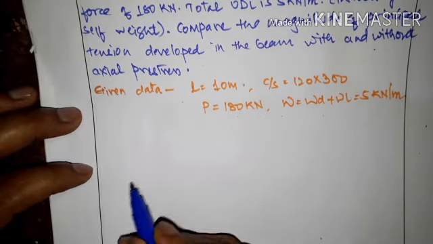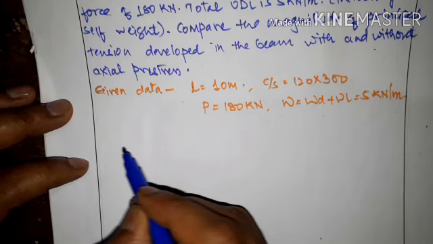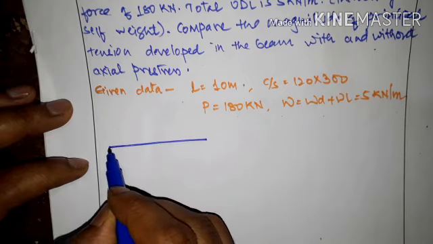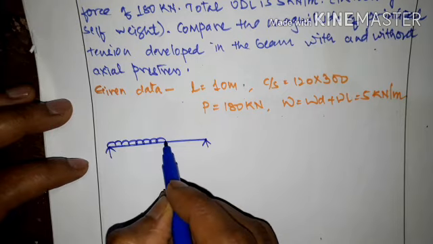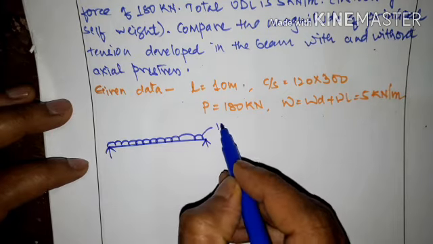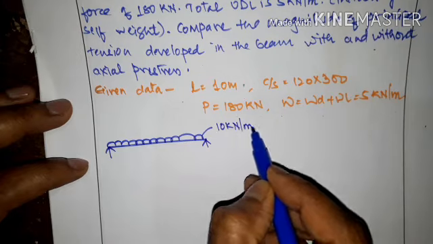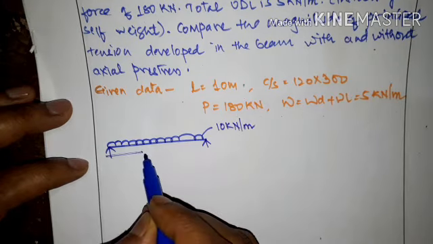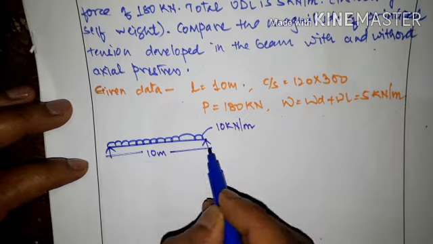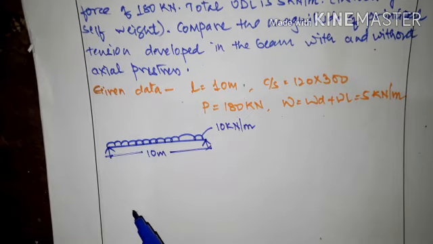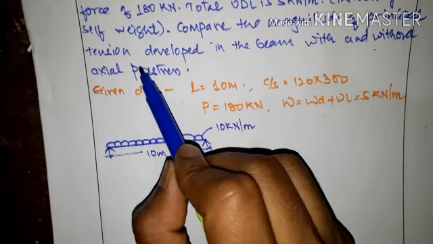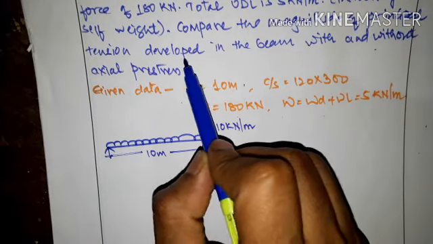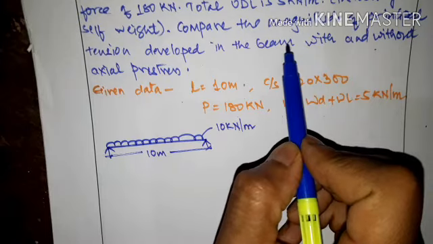So the beam is, I will draw the sketch here. This W is 5 kilonewton per meter, which includes dead load and live load, and the span is 10 meter. Okay, so we have to find the principal tension developed in the beam with and without axial pre-stress.